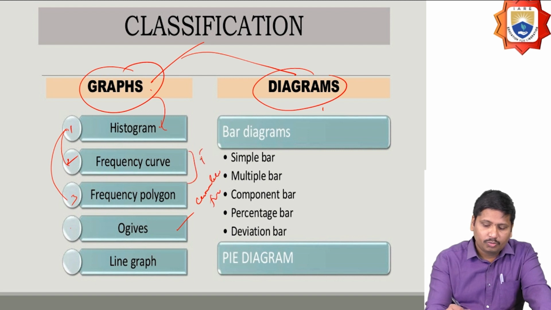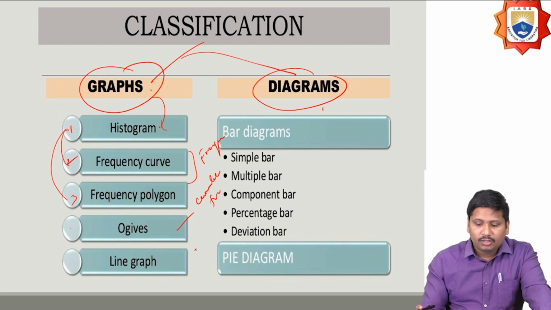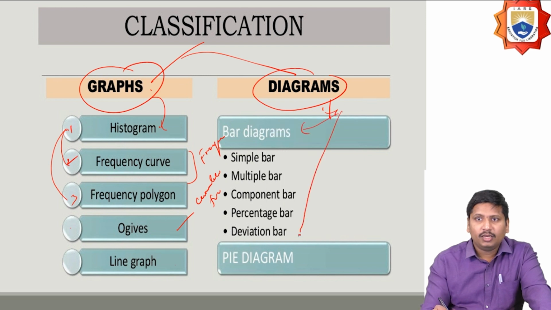Whereas this is going to be distributed from frequency here, and the line graph. Coming to diagrams, these will be of different types, like the bar diagram and the pie diagram. The bar diagram is further divided into simple bar, multiple bar, component bar, and percentage bar. Like this, I can divide it into different types of bar.